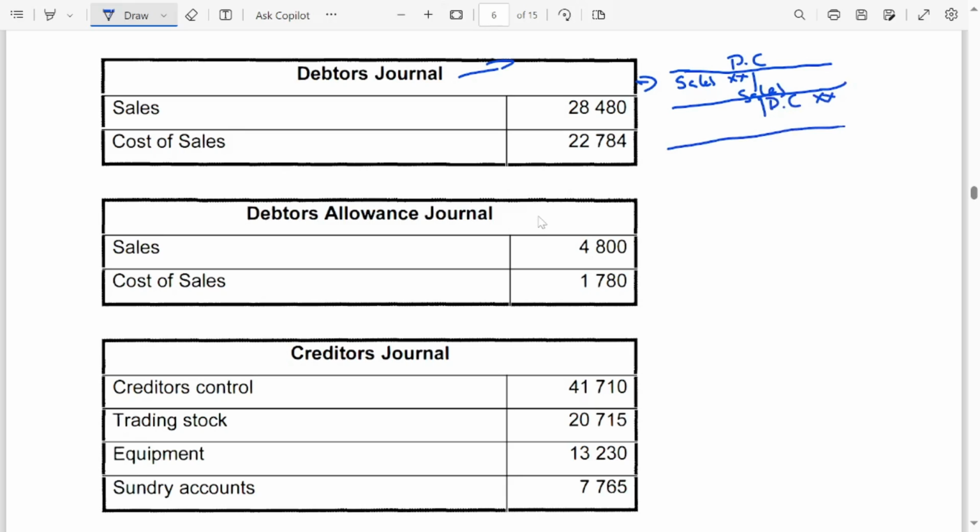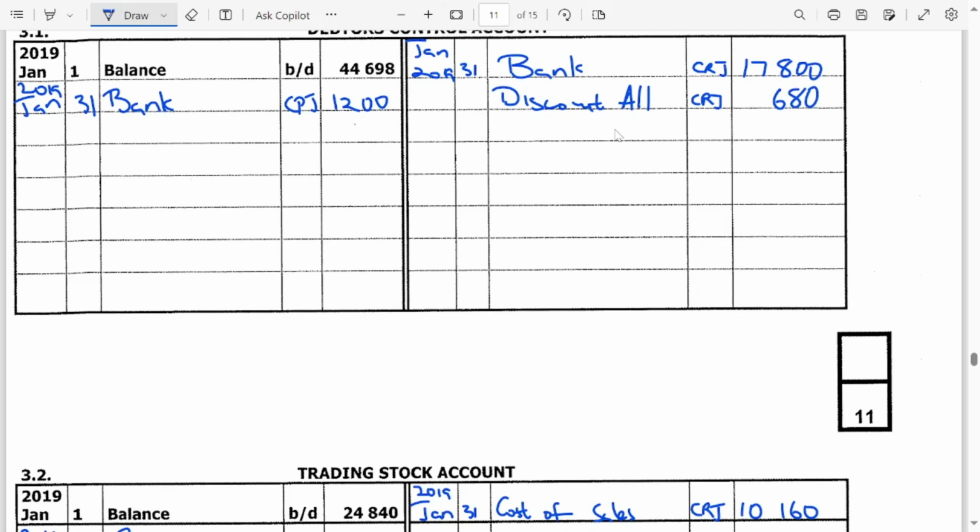Then the trading stock, since we are selling the goods, the trading stock will be decreasing. And the trading stock uses the cost price, which is the cost of sales. Then the cost of sales will be debited, since it's an expense, and it's increasing on the debit side with the trading stock. So remember, we are doing debtors control and the trading stock. So we are going to go to the debtors control and debit it with the sales. The sales is 2848. 2848, DJ, sales.